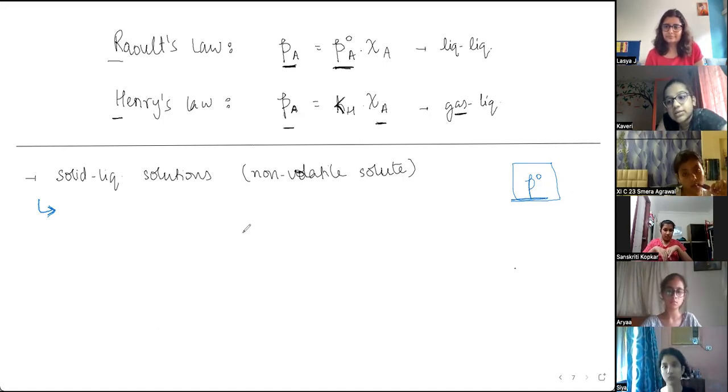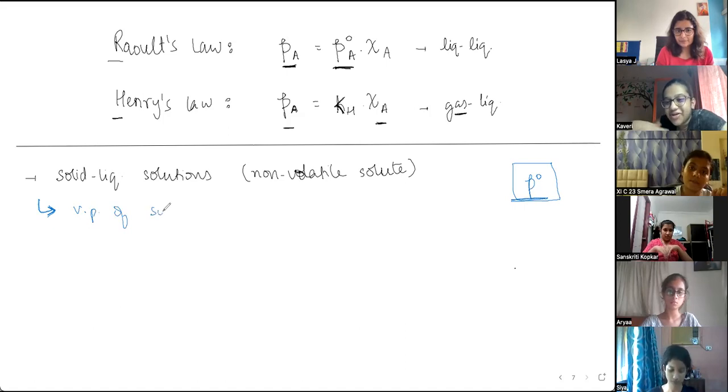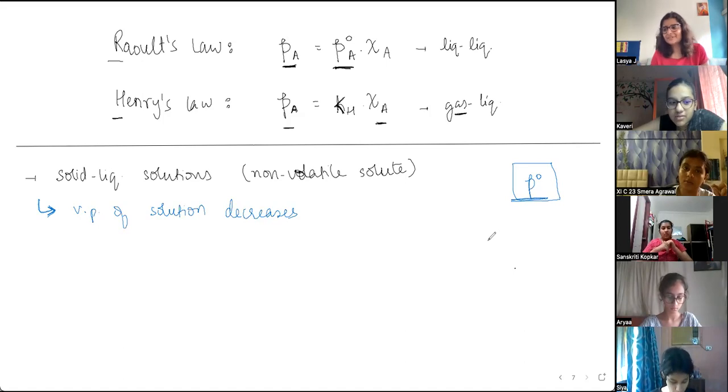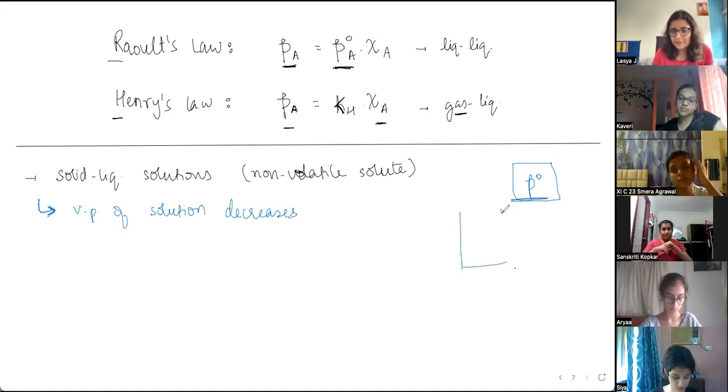It'll decrease. Decrease, yes. Why? Because I don't know how to explain, but like the solute will be covering the surface of the liquid. Absolutely, yes. So when it is a pure liquid, let's say this is the container, it is pure liquid.